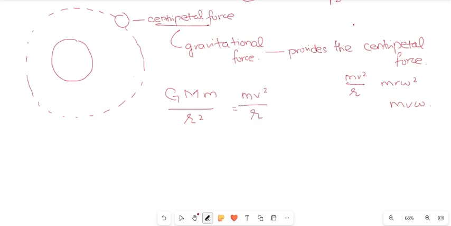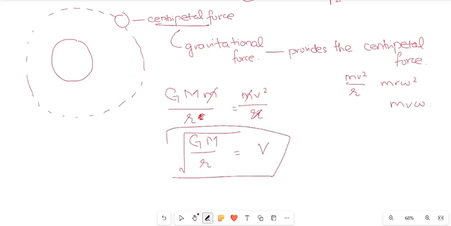Simply you can cut m out, you can cut one r out, and you will have GM over r. You got a formula to find the speed. And whenever they say find the speed of an object moving in a circular motion, you use this formula.